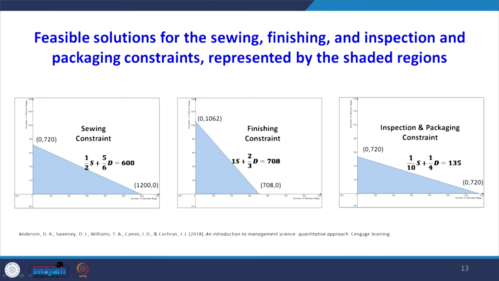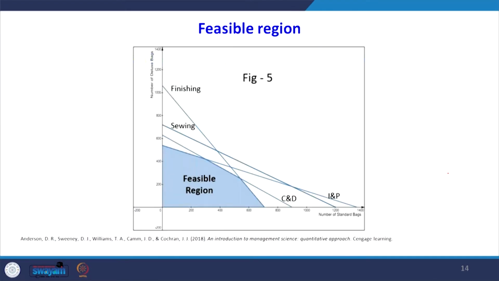In the same way, I have taken the other constraints, that is the sewing constraint. So, this less than or equal to 600, this less than or equal to 708, less than or equal to 135. So, these points satisfy our constraints. If I superimpose all the constraints, I will get this kind of figure. So, the area which is common to all the constraints is called the feasible region. This is the region which satisfies all the constraints.